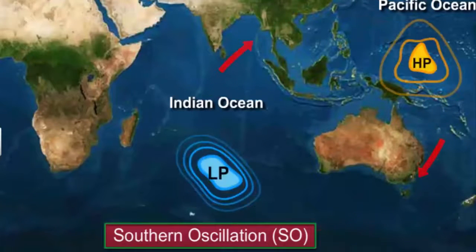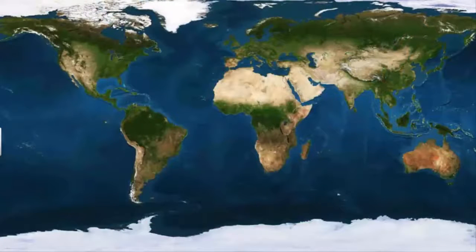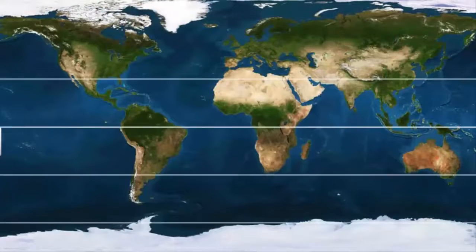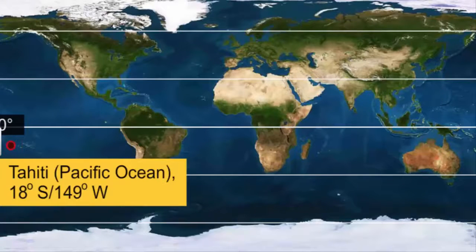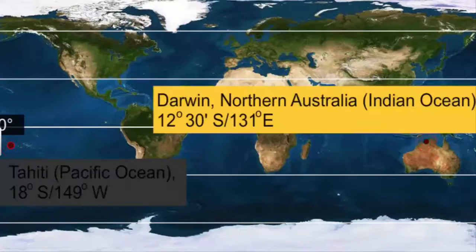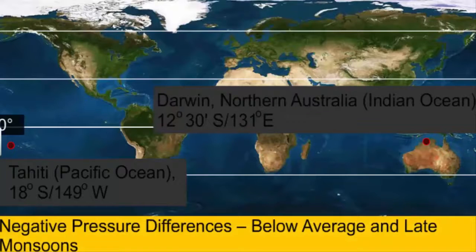The intensity of the monsoons can be predicted by computing the difference in pressure over Tahiti in the Pacific Ocean, 18 degrees south or 149 degrees west, and Darwin in northern Australia, in the Indian Ocean, 12 degrees 30 minutes south or 131 degrees east. Negative pressure differences would mean below average and late monsoons.